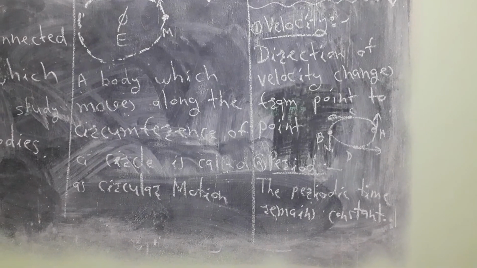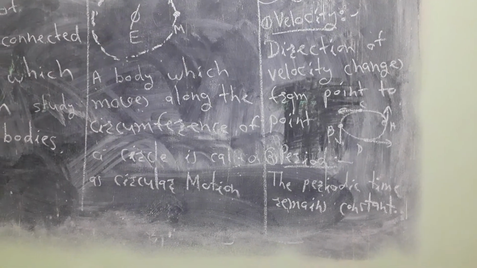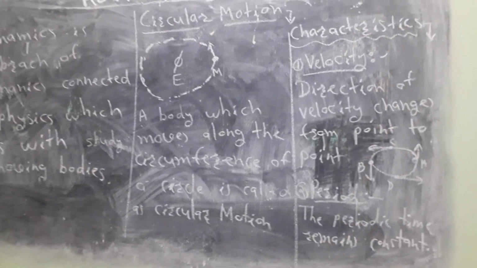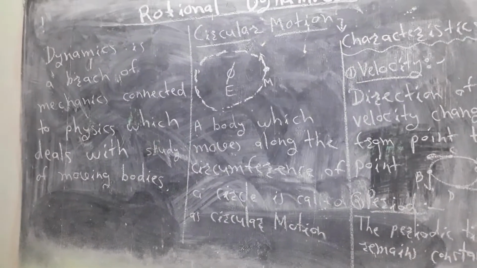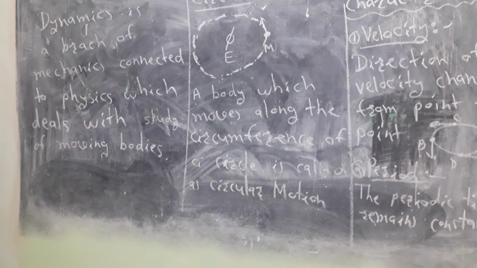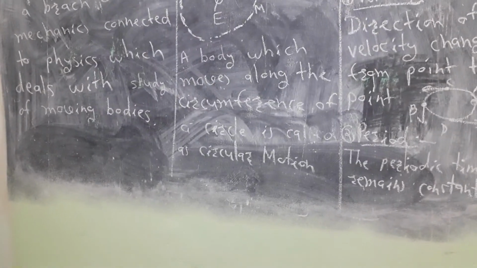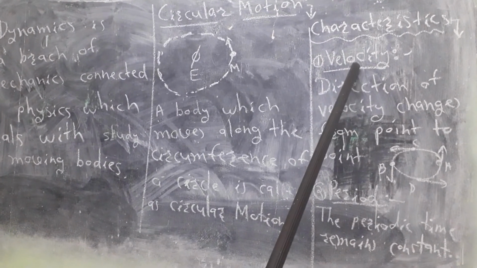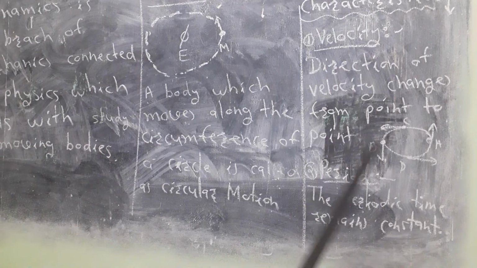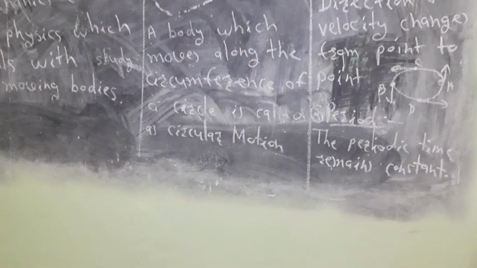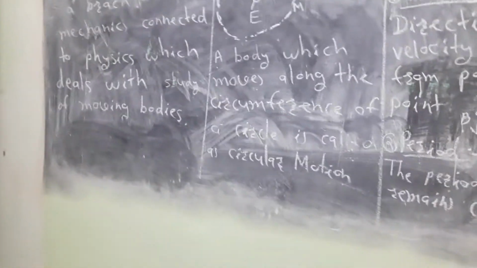So in the examination, a question can be asked, give properties of circular motion. So today we are seeing the concept of dynamics, the concept of circular motion, and the properties or characteristics of circular motion, namely velocity and period. Next time we'll see the remaining part of this chapter.